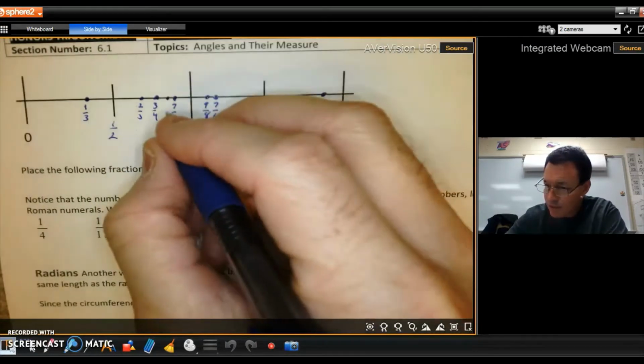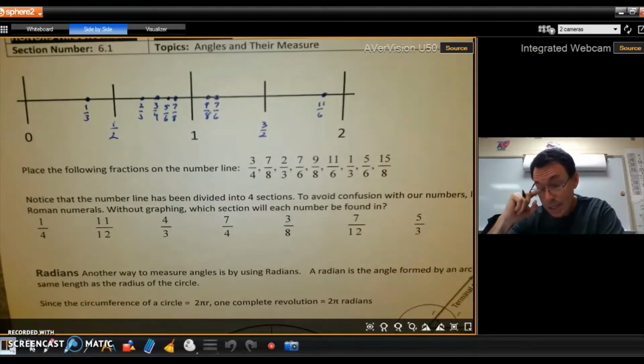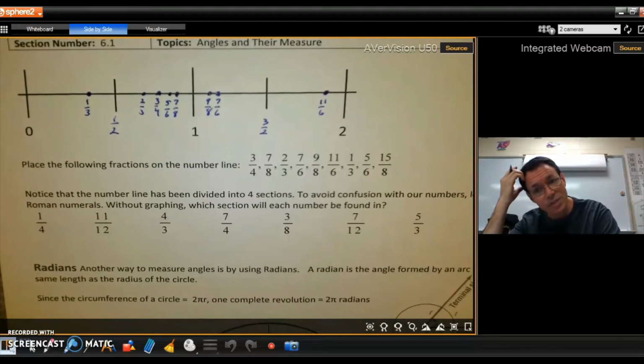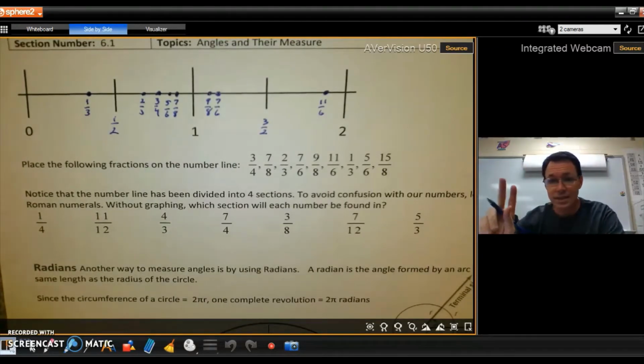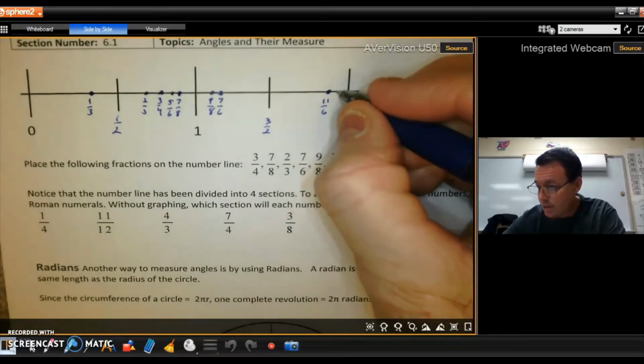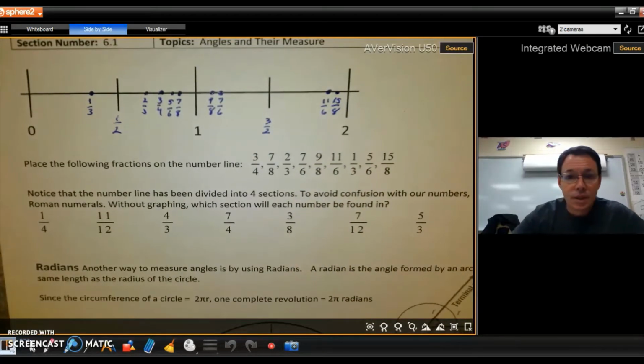That was 5/6. And then last but not least, we had 15/8. Think about that. This is what I need you to understand. 16/8 is 2. That is exactly 2. So 15/8 is going to be a little bit less than 2. So maybe it's here. 15/8. That's all I need.